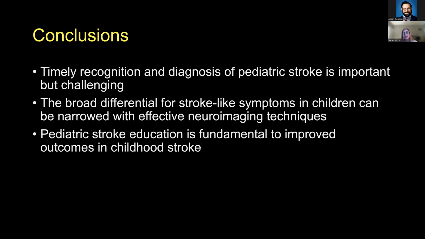Pediatric stroke education is fundamental for improved outcomes in childhood stroke. Outcomes like the last case I showed are possible and define what we're striving for through increased pediatric stroke awareness and education. And this is why I chose this lecture topic today.